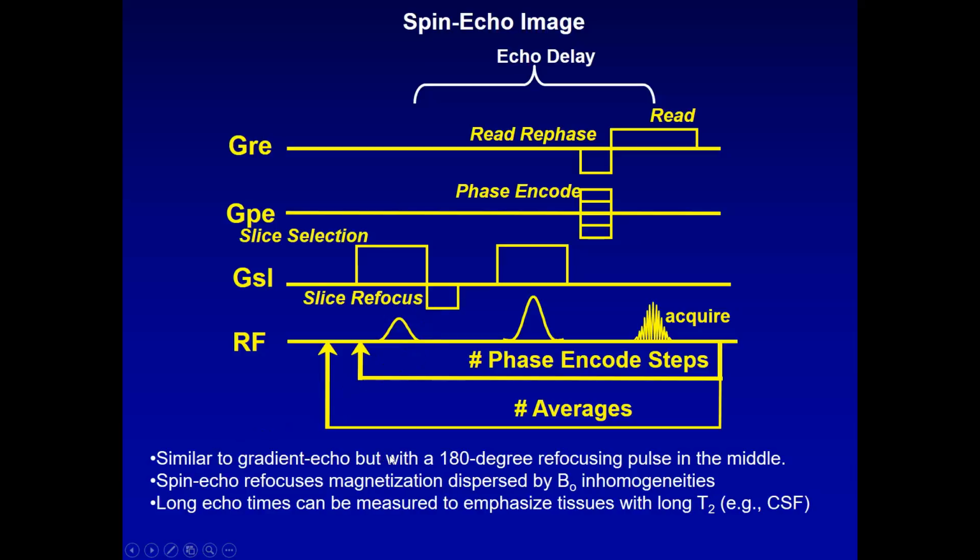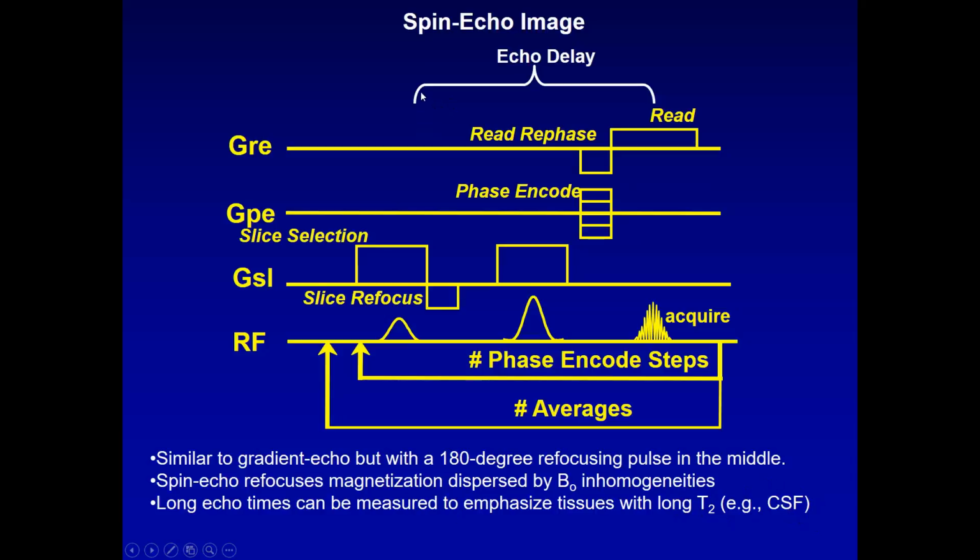So it's similar to the gradient echo, but now there's a 180-degree refocusing pulse in the middle. The spin echo refocuses magnetization that's dispersed by the inhomogeneities, B0. And then for this, I've said what you don't use it for. What you can use it for is normally to look at T2. You can compensate for areas with a severe T2 star loss, like the sinuses, but you can also use it to emphasize tissues that have a long T2, like CSF.